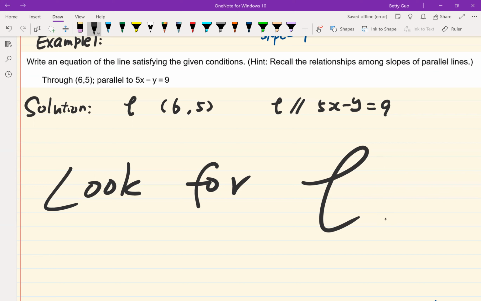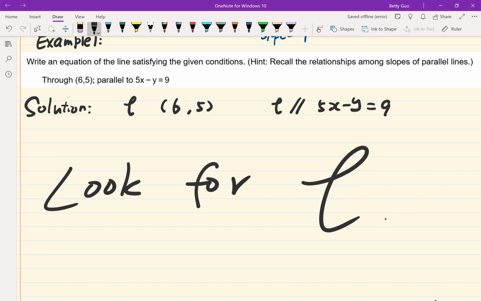Let's recall how many forms so far we have learned for linear equations in two variables. If you look at the board, so far we have learned three forms for linear equations in two variables, right? The first form, standard form. Second form, slope-intercept form. Third form, point slope form. And we covered point slope form last Friday.